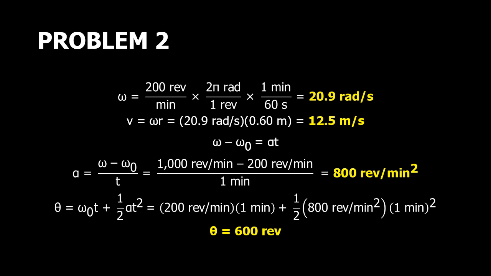Kasi ang kailangan daw mag-increase yung angular speed to 1,000 in 60 seconds. And we all know that 60 seconds is equal to 1 minute. So yon. So 1,000 minus 200 divided by 1 minute, it will result to 800 revolutions per minute. And that is your revolutions per minute squared. So yon. So that is your constant angular acceleration na kailangan.